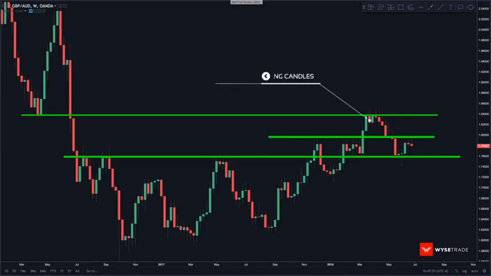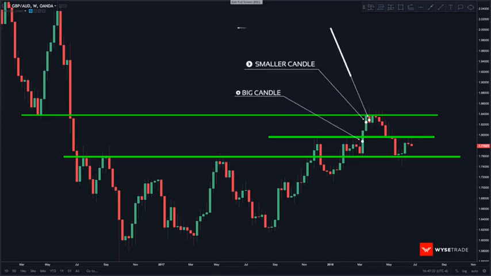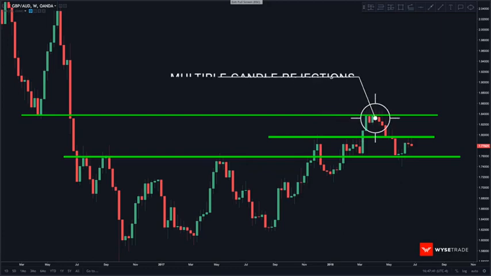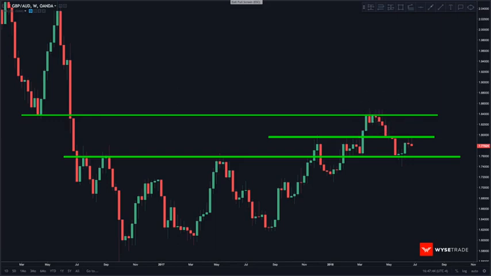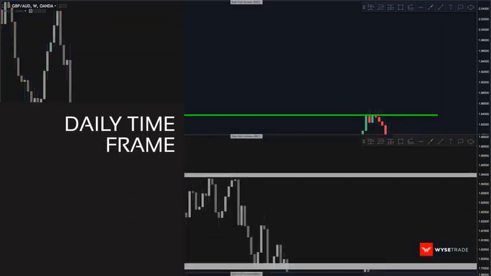Again, we want to weigh the pros against the cons. What we have as pros is that the candles are shrinking as they approach this level. We have a big candle followed by a smaller candle and then an even smaller red candle where the wick is also rejecting resistance. We then also had multiple candles rejecting this level, and as you can see, look at all the wicks sticking out. Once we saw this, this pair became of interest to us. So let's jump to the daily time frame to show you what we saw.